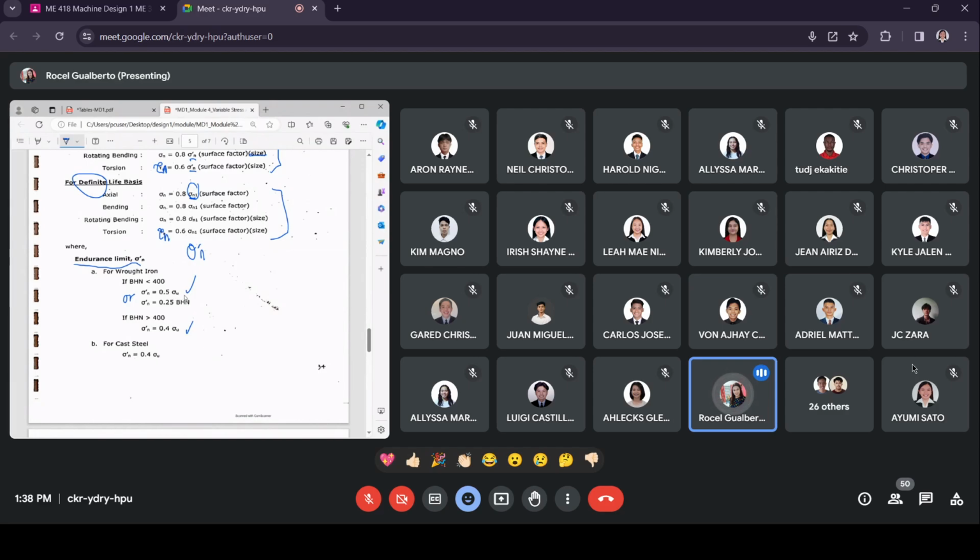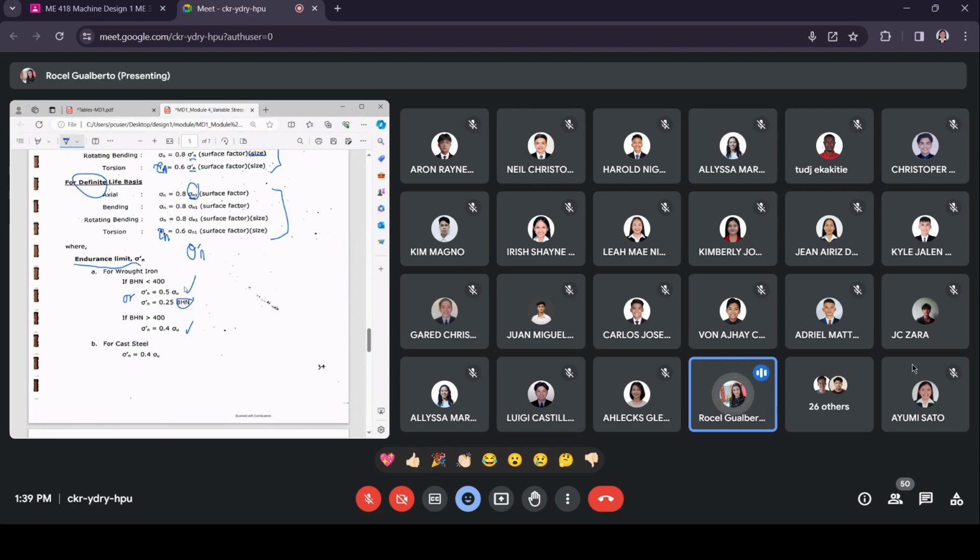There are two equations here, one in terms of sigma u and the other in terms of the BHN, 0.25 of BHN. But I would suggest that you make use of the first one. Both can be used, however, it is advisable to use the first one. Why? Because if we are given the material, more often the value of sigma u is given than the value of BHN.